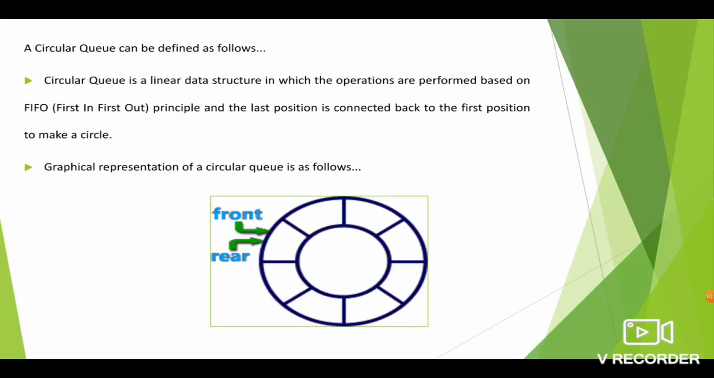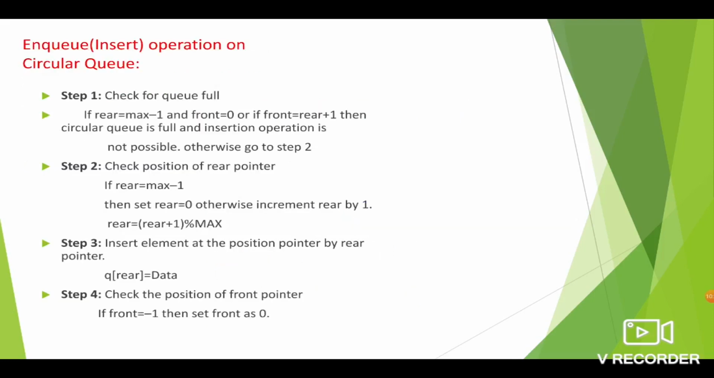So why is it called circular? Because the last element of the queue is connected back to the first element of the queue. Then we have studied the procedure for insertion and deletion.